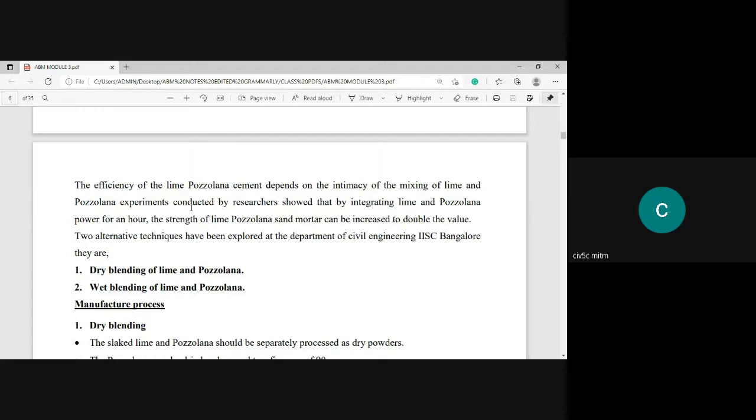And you can see here, in one of the researches, by integrating the lime and pozzolana for an hour, the strength of lime pozzolana sand mortar, that means the mixture of lime and sand mortar, can be increased to double the value. That means you can attain strength more than the lime pozzolana cement. So that is the fantastic thing you can achieve from this lime pozzolana cement.